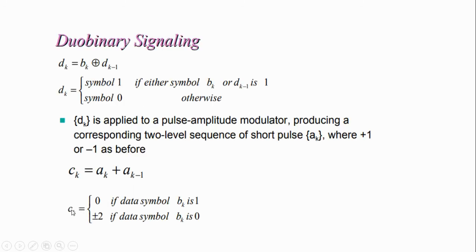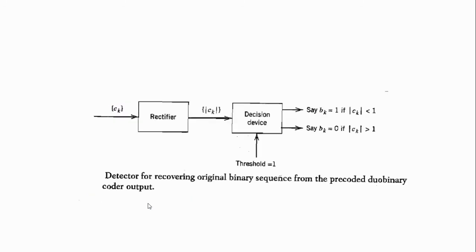Here, the c_k value is 0 when the p_k value is 1, and the c_k value is plus or minus 2 when the p_k value is 0. If we take the magnitude, if the magnitude of c_k is less than 1, then the p_k value is 1. If the magnitude of c_k is greater than 1, then p_k is equal to 0.